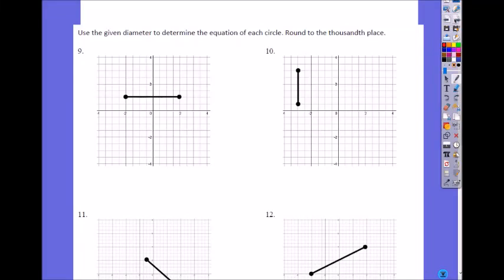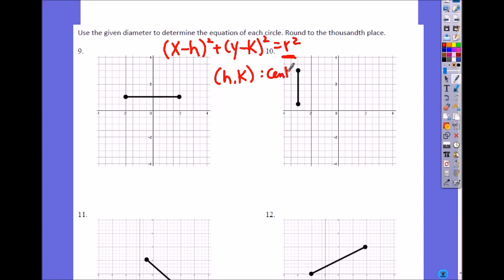Trying to use the diameter given to determine the equation of each circle. So what is the equation of a circle? It is (x minus h) squared plus (y minus k) squared equals r squared, where r is the radius of the circle and h and k is the center of the circle.